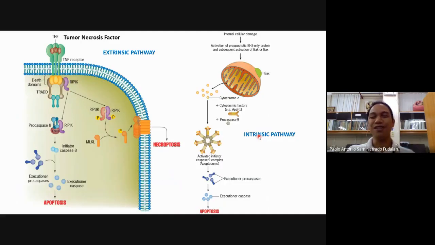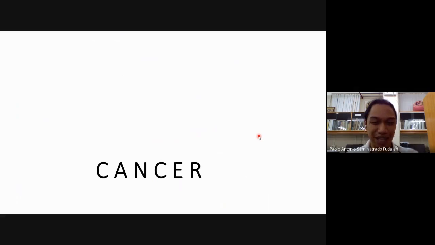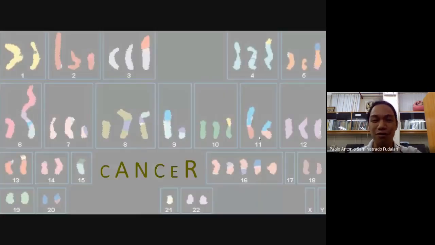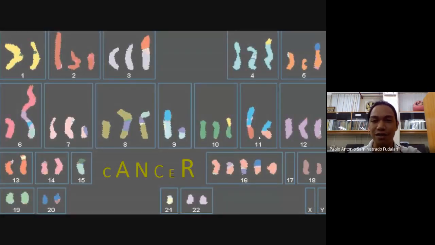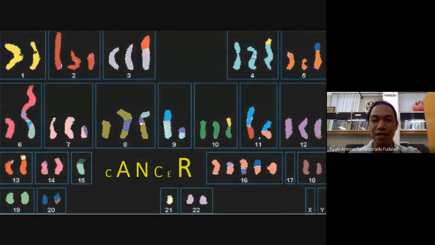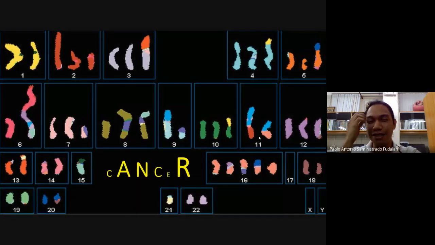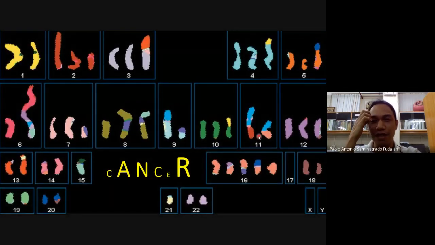Okay, so now that we are done with cell signaling, let's go to our main topic this afternoon, and that's cancer. Okay. So cancer is actually a genetic disease. When I say genetic disease, it doesn't strictly mean that it can be passed from parent to offspring, not that way. But when I say genetic, it has something to do with the DNA of the cell, the chromosomes of the cell.